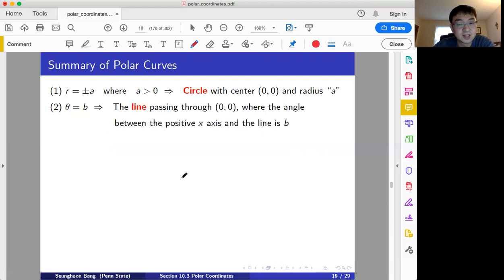Theta equals b is a line passing through 0, 0, where the angle between the positive x-axis and the line is b. So one example is theta equals pi over 3. What does the graph look like?